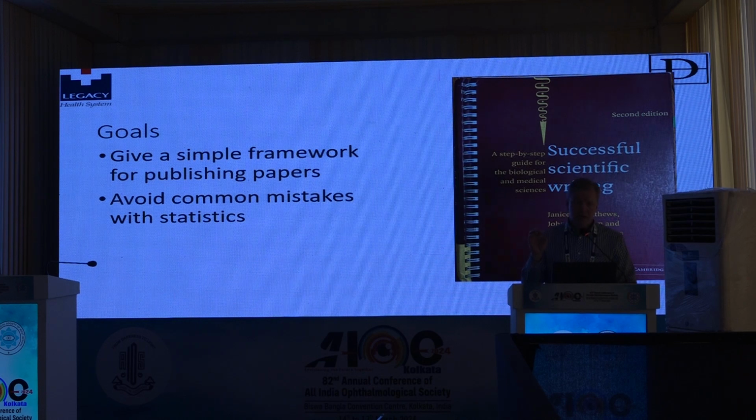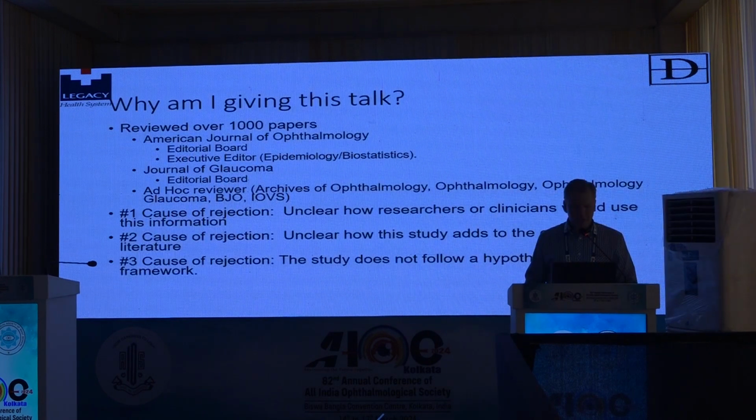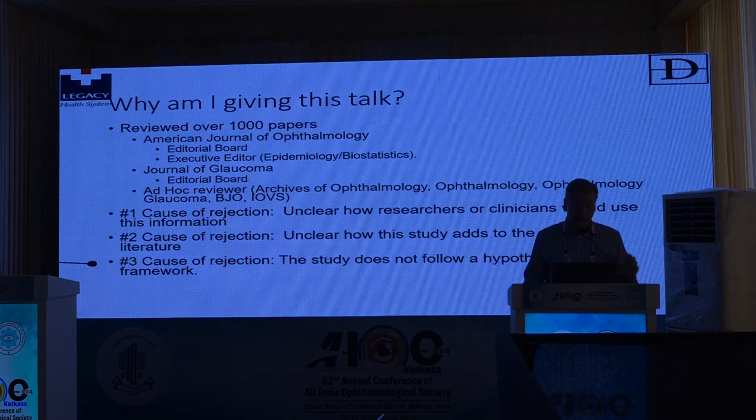It'll tell you a whole bunch of things about what to do, like what verb tense to have in the introduction, what verb tense to have in the method section, how to write your first paragraph of the discussion. It's really a useful paper. And I kind of mentioned a little bit about this. I've reviewed at least 1,000 papers for AJO, Journal of Glaucoma, and the number one cause of rejection for these papers is it's unclear how researchers or clinicians would use the results. So as soon as I go through this paper's title and go through the abstract, about 90% of the time, that's what I reject it on.